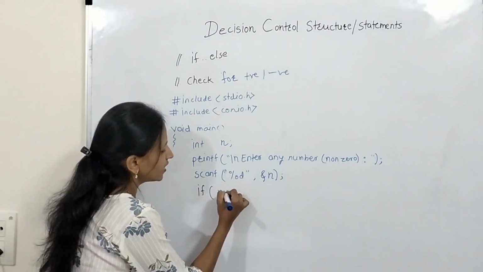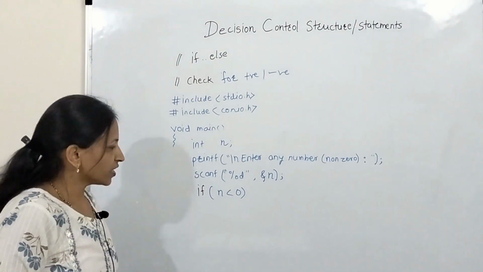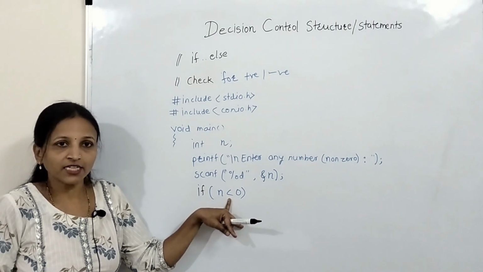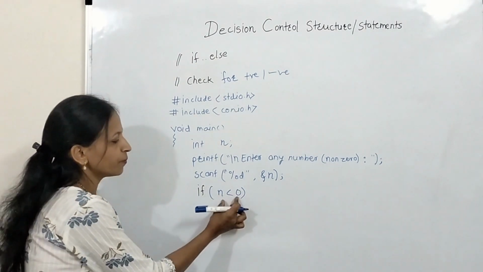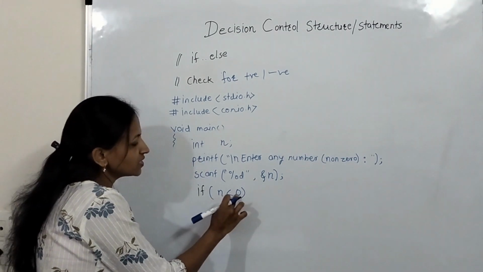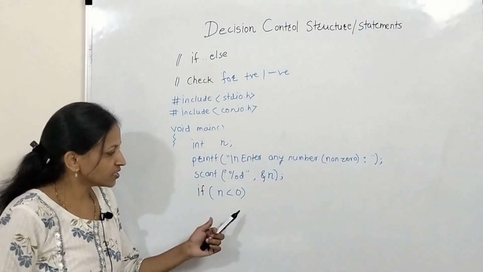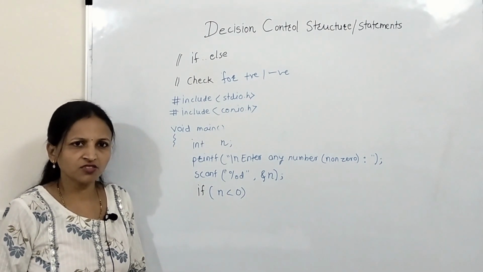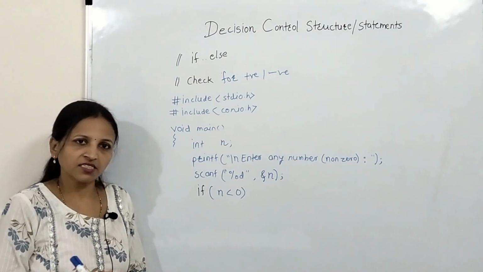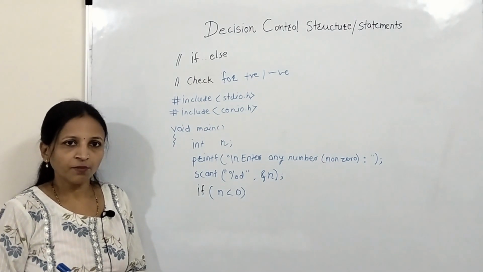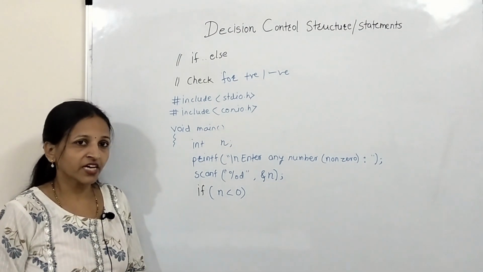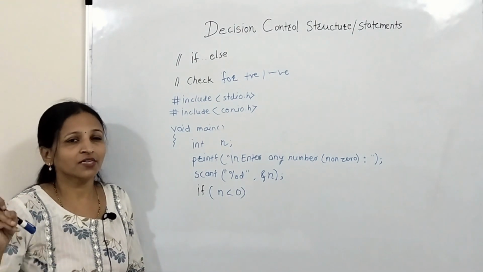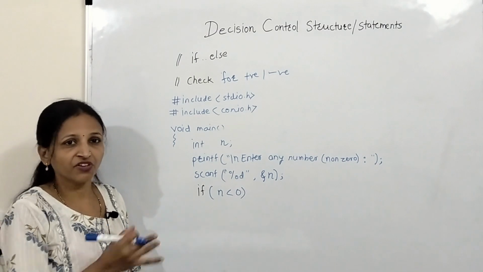Now if n is less than 0, we can use this less than comparison operator, or relational operator, to check the relation between two operands. Here less than means n is less than 0. Whether n is less than 0, then what? The number is negative. Suppose -6, it is less than 0. -8, it is less than 0. -100, it is less than 0. Means if the number is less than 0, then we can definitely say that it is a negative number. And if it is greater than 0, then we can say that it is a positive number. That logic we will apply here.